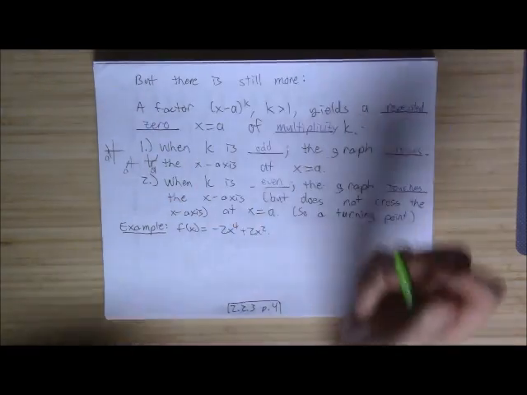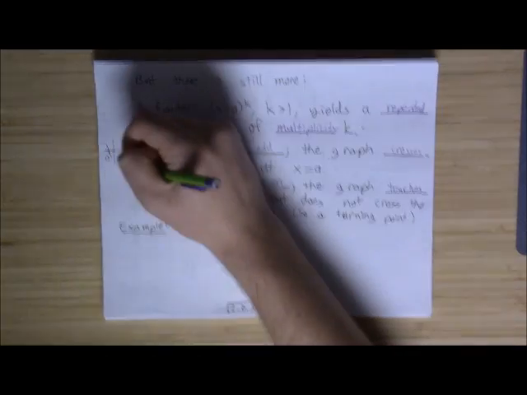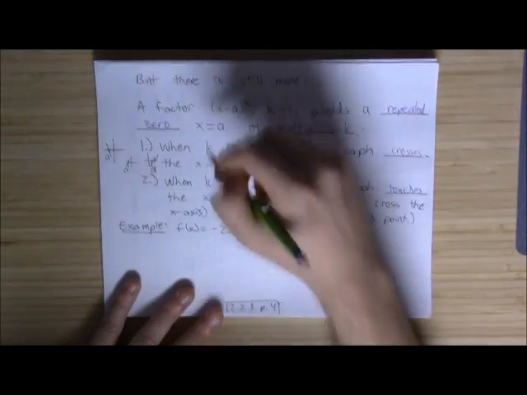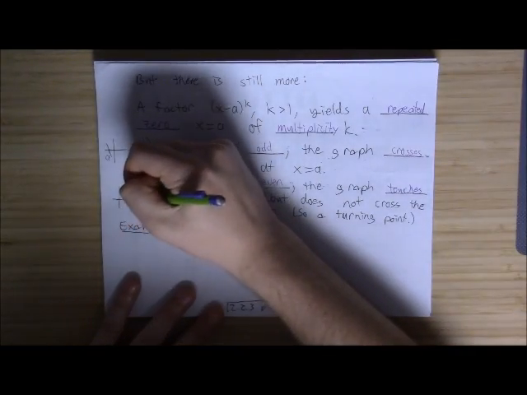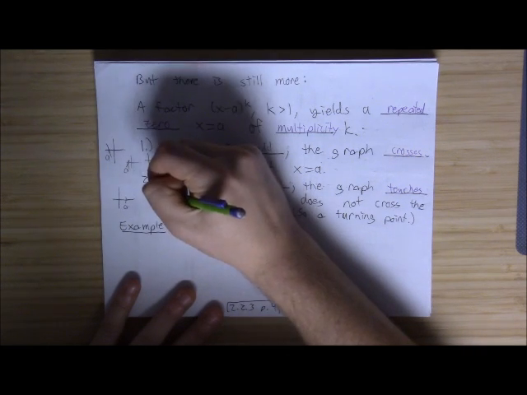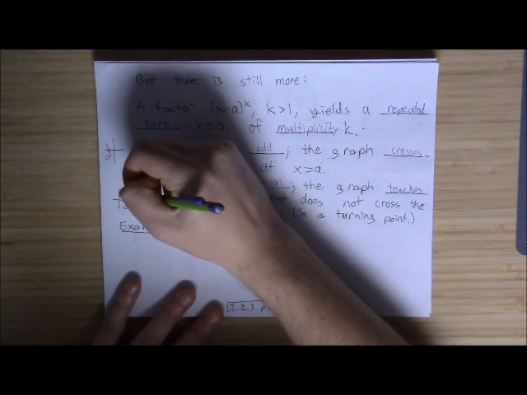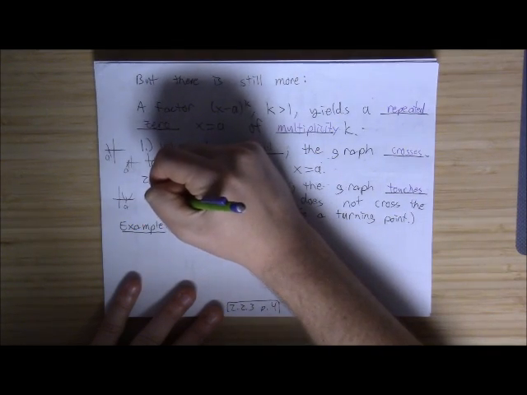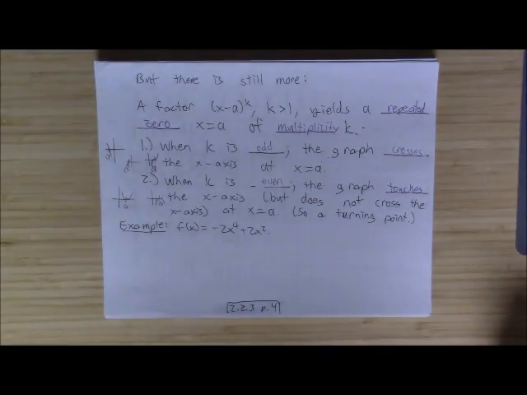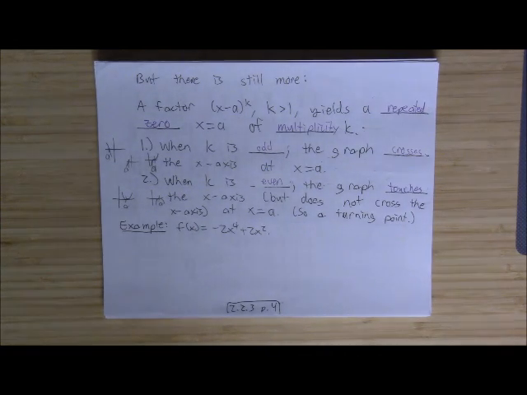At a, okay, if that's a. However, if it's even, one of two things happens. You look at a, it either comes down and just touches right there, or it comes up and just touches right there. And we saw this a lot with our even functions in the last section, in our even power functions.